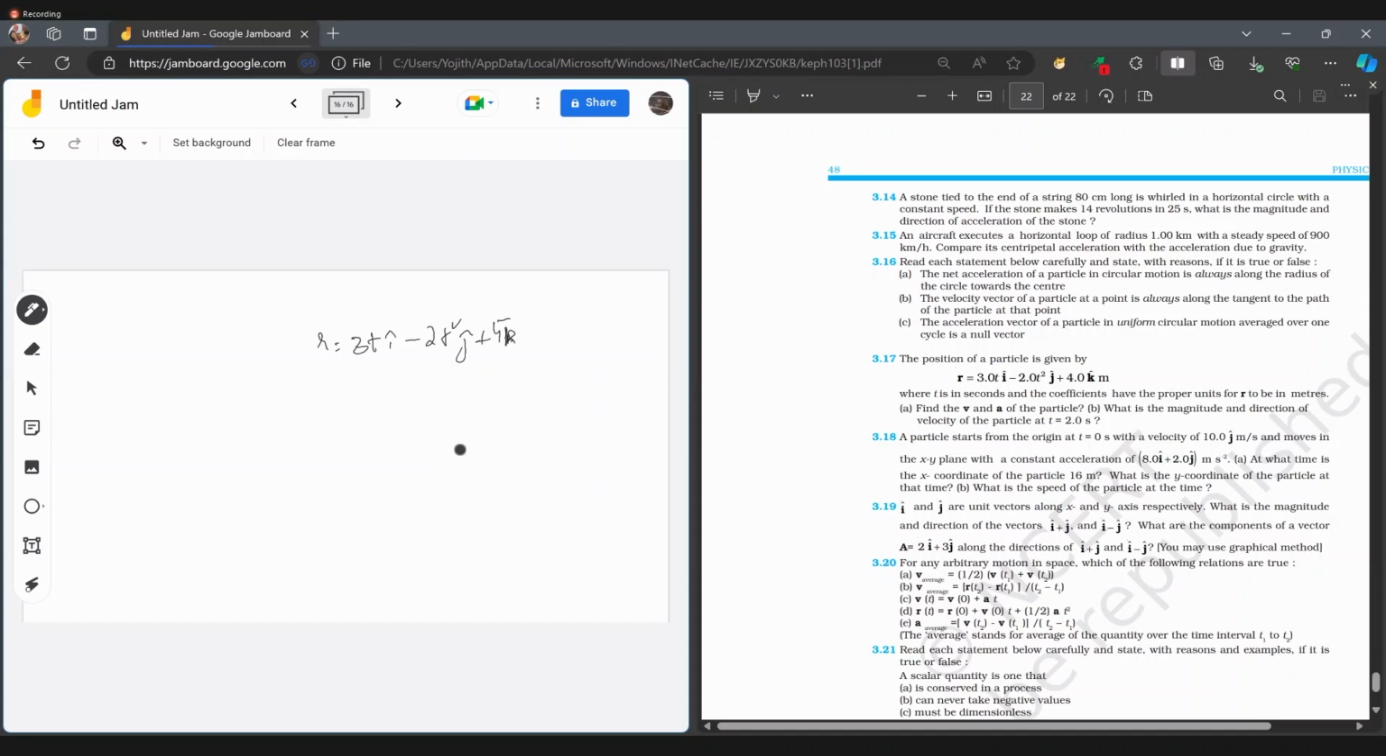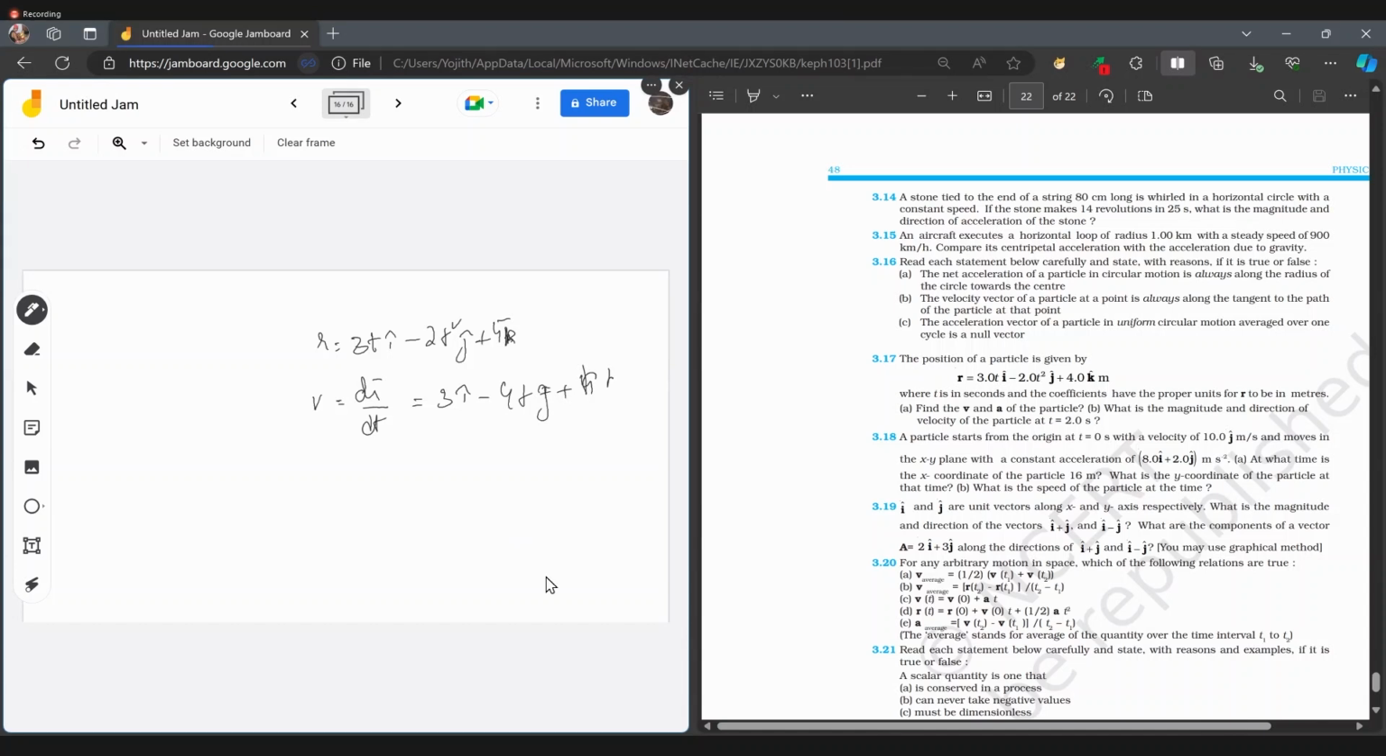Okay, let me write it down clearly. 3 i cap minus 4t j cap. Okay, now acceleration is given as dv bar by dt. Okay, so the acceleration ఏమో minus 4 j cap.